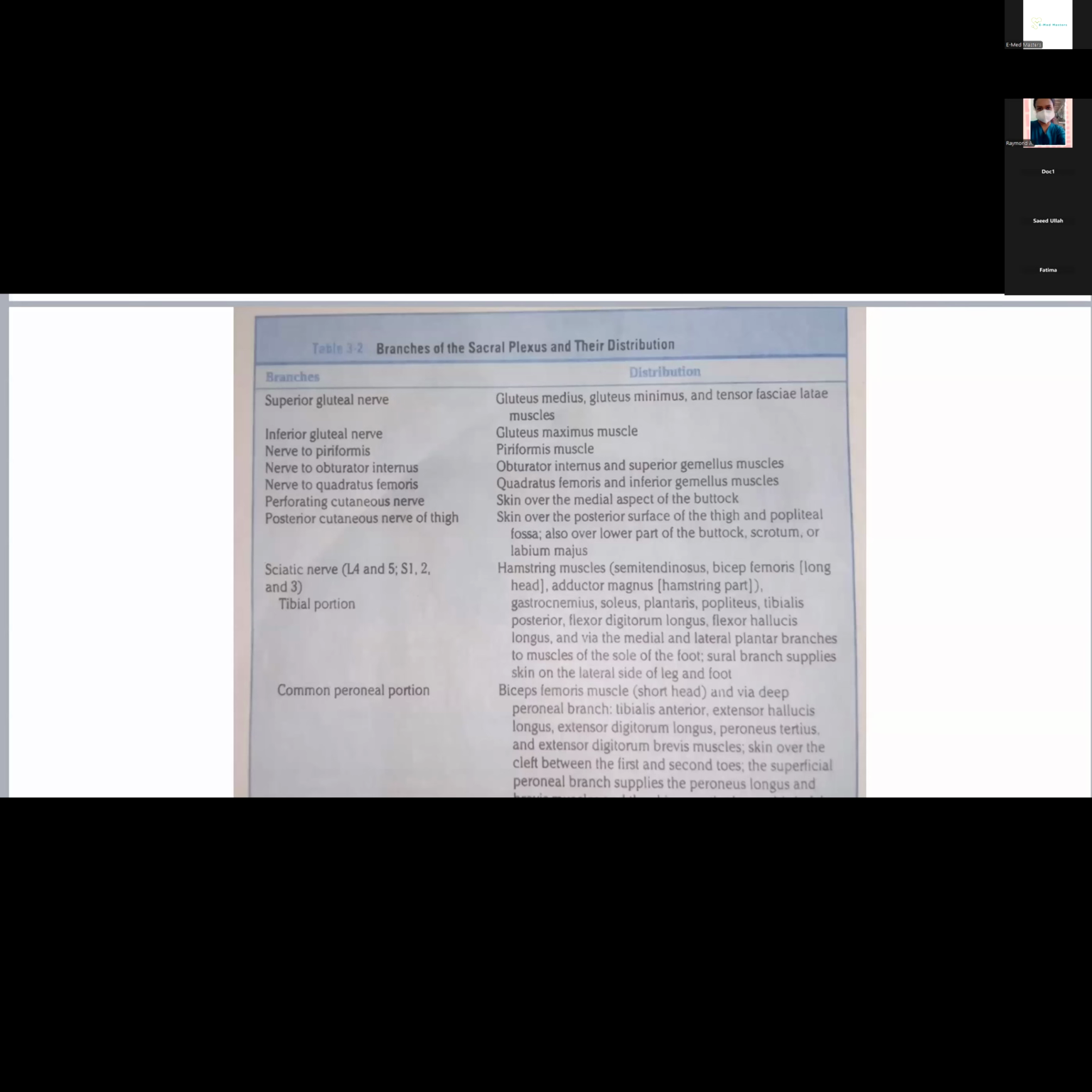The next is the nerve to piriformis, which supplies the piriformis muscle, and the nerve to obturator internus, which supplies the obturator internus and superior gemellus muscles. This is also an important point. The nerve to quadratus femoris muscle also supplies the inferior gemellus muscle along with the quadratus femoris.